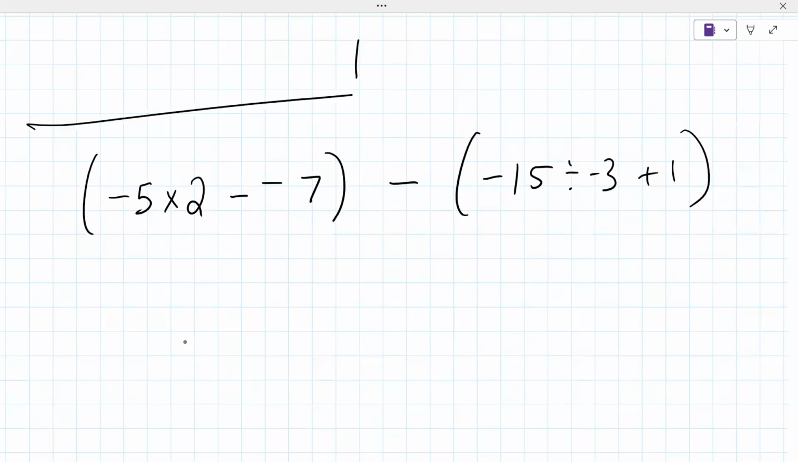Okay, go ahead and try this for us, please. Add -3 plus 1. Add 10. -10 plus 7 equals -3.